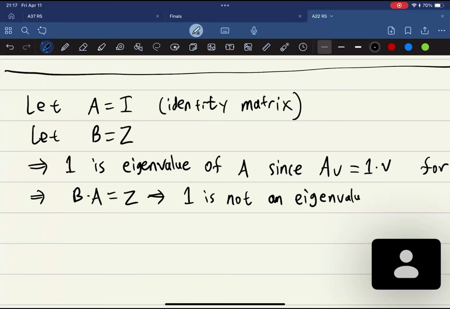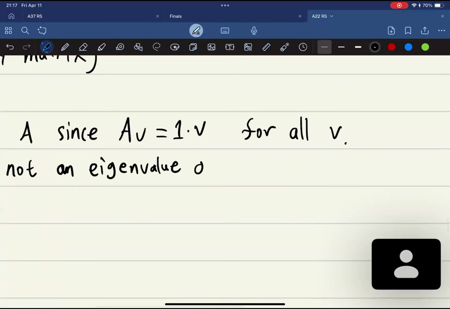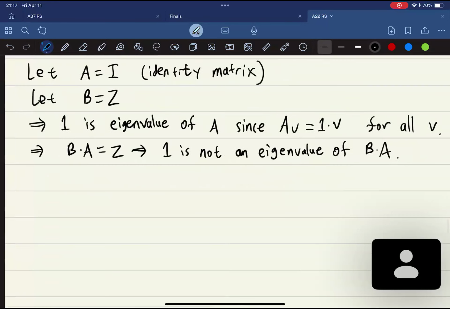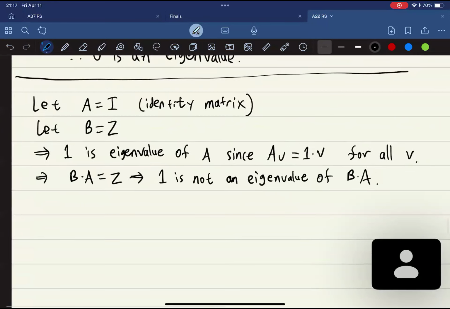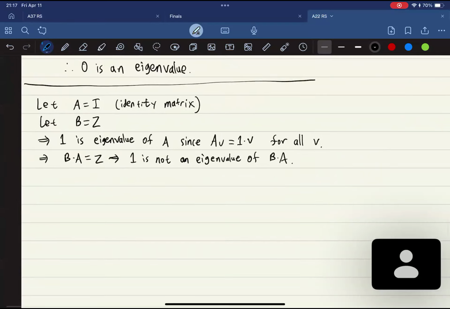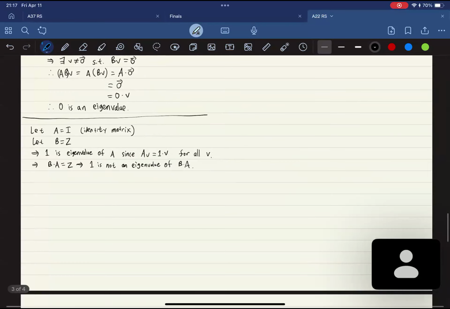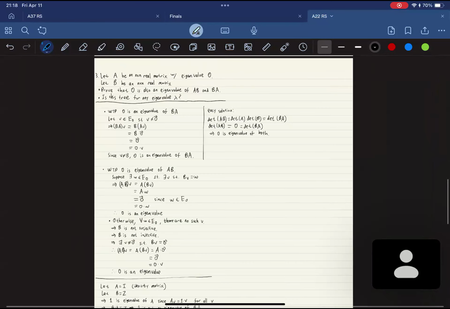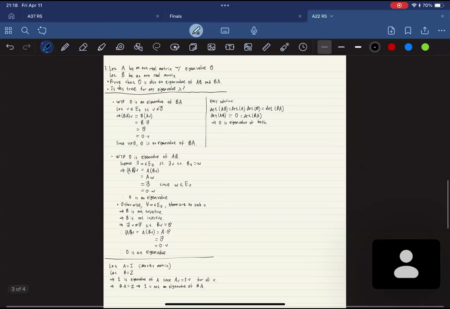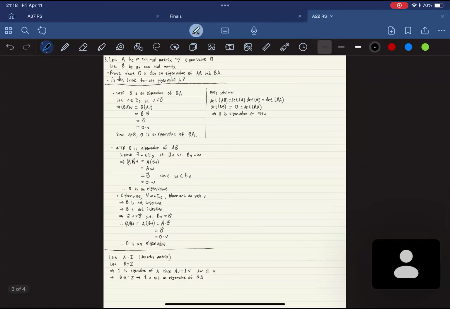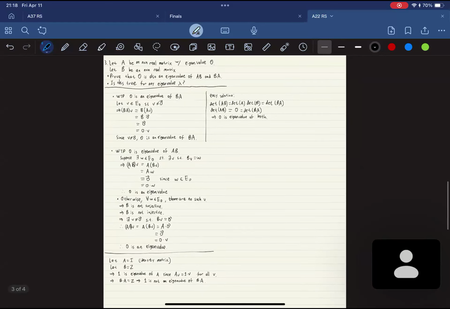And obviously, 1 is not an eigenvalue of B times A. And yeah, we've got the counterexample that we want. So I think that's it for this question. If there's no questions in the chat, yeah, I'll just move on to the next one.